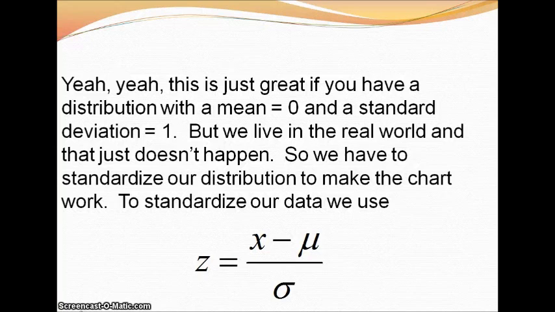So to be able to solve problems that have means that aren't 0 and standard deviations that aren't 1, we have to use the z-score formula. You should put this in your notes. Here's our z-score formula. And that's going to help us standardize our data. It's going to help us do what we are going to refer to as a linear transformation on the data.